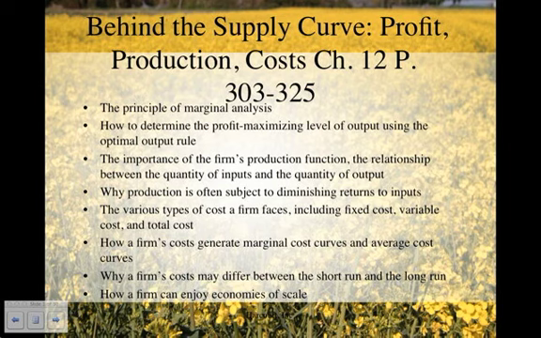So the learning targets today are the principle of marginal analysis, how to determine the profit maximizing level of output using the optimal output rule, the importance of the firm's production function, which is the relationship between the quantity of inputs and the quantity of output, why production is often subject to diminishing returns, the various types of costs a firm faces, such as fixed, variable, and total cost, how a firm's costs generate marginal cost curves and average cost curves, and why a firm's costs may differ between the short run and the long run, and how a firm can enjoy economies of scale.